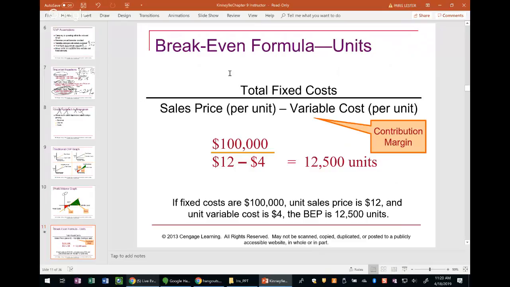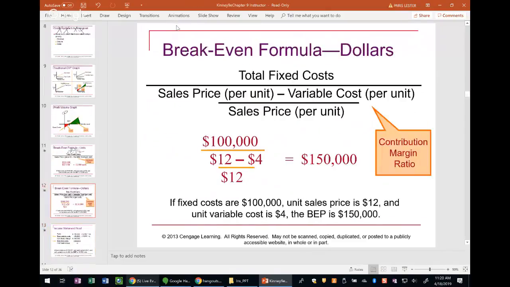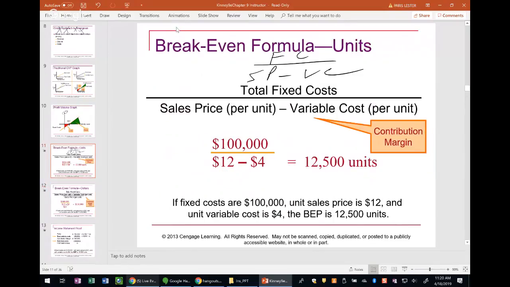All right, here's the formula I like. It's the one I always give you. I give you fixed cost over sales price minus variable cost. That's the formula I always like to stick with. Now that's in units, right?